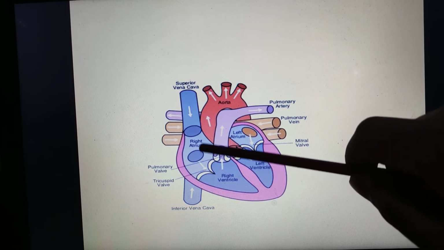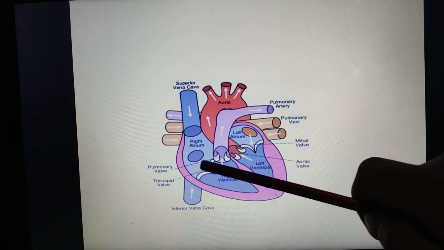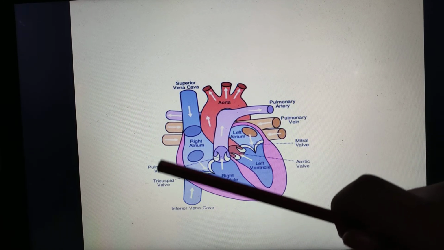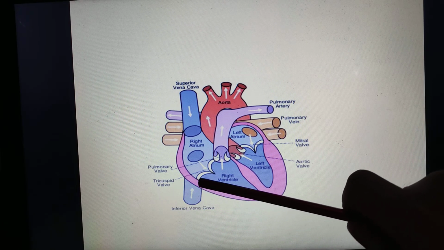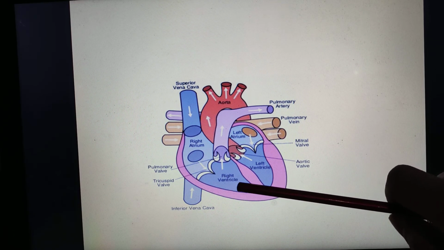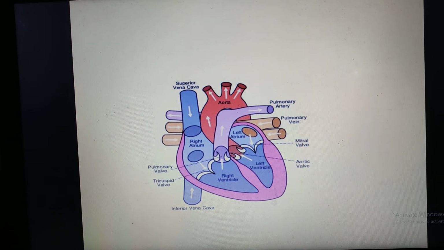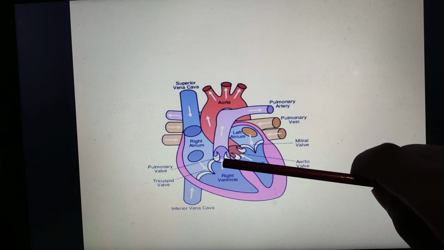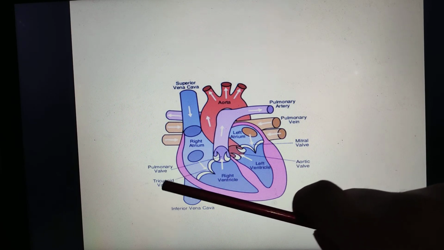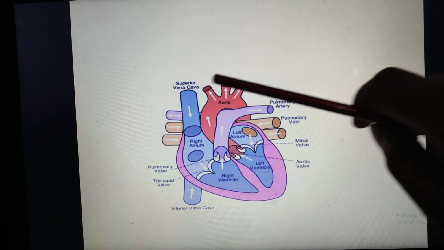Both this blood comes and they come into the right atrium here, right? From the right atrium, it will go to the right ventricle, right? Now how will it go? There is a valve here, and this valve is known as the tricuspid valve, right? The blood will come here into the right ventricle. Now from the right ventricle it will go to the lungs for the oxygenation process. How will it go? It will go via again a valve. Now this valve is known as the pulmonary valve, right? From the pulmonary valve it will go to the pulmonary artery and it will go to the lungs.